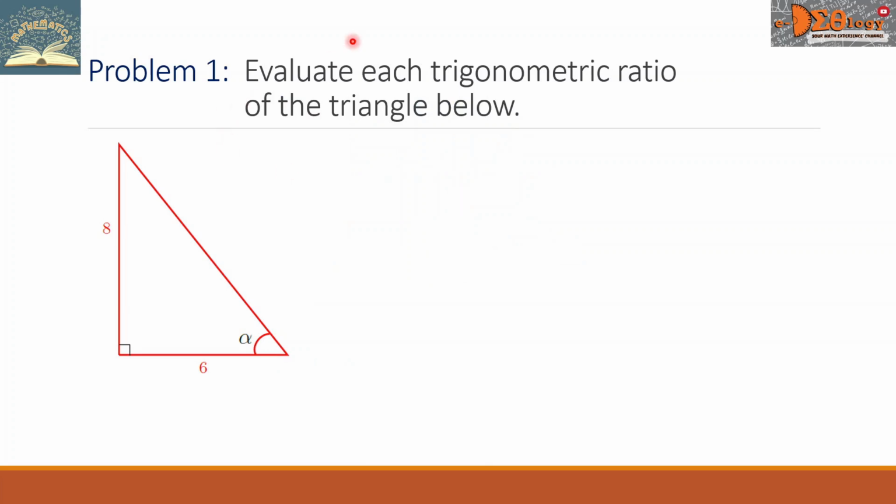Problem 1. Evaluate each trigonometric ratio of the triangle below. We have here a right triangle, and we have this side 8 and side 6. We can see that there is no hypotenuse value. Let this be h. Now let us solve for h.